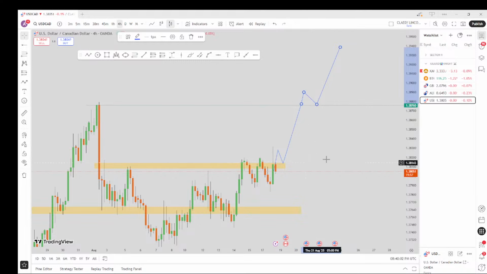Price can also just retest this area and buy from here. All the same, we are having that mindset that we are looking for more buys on USD CAD.